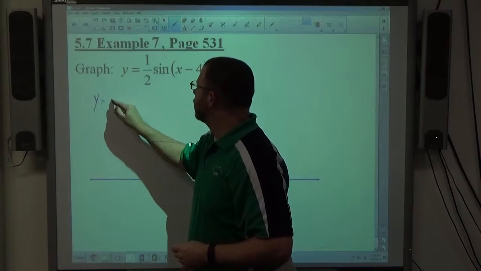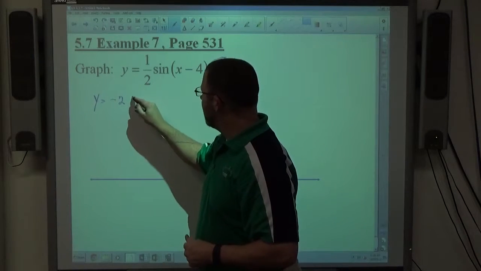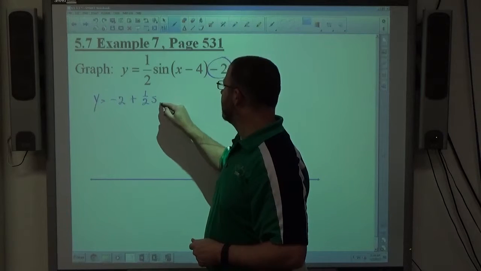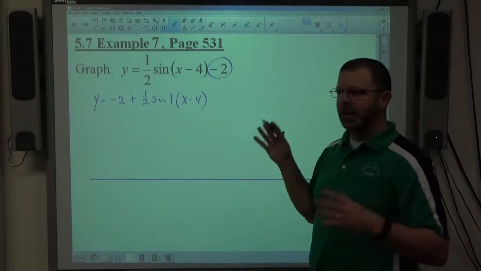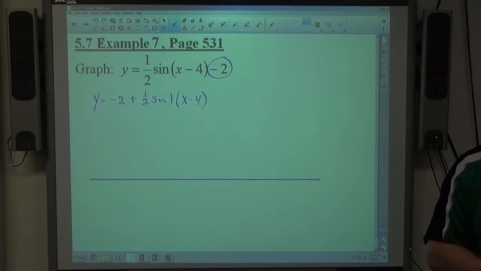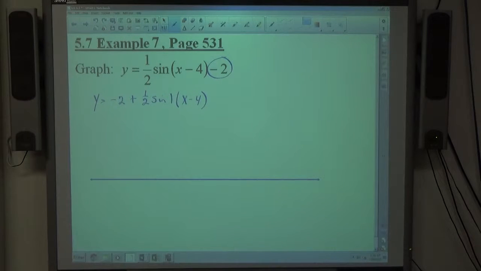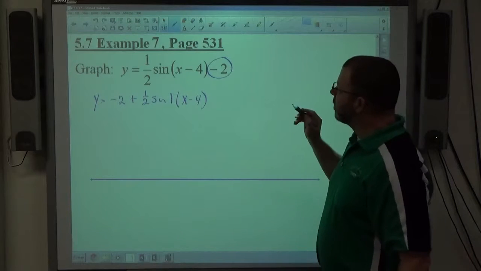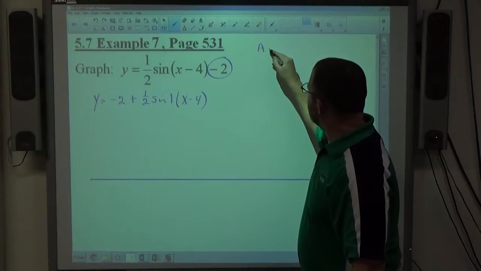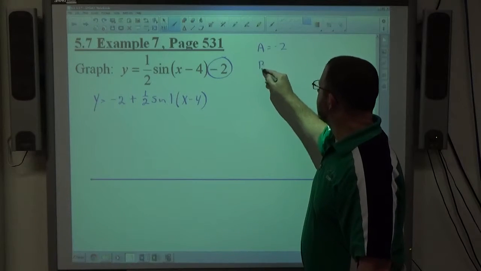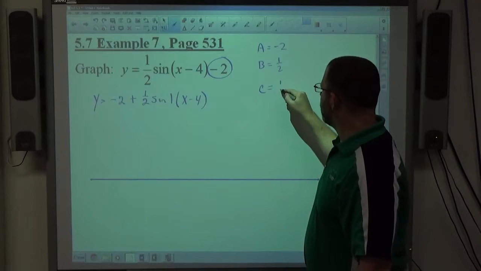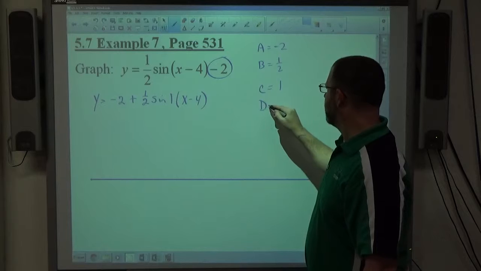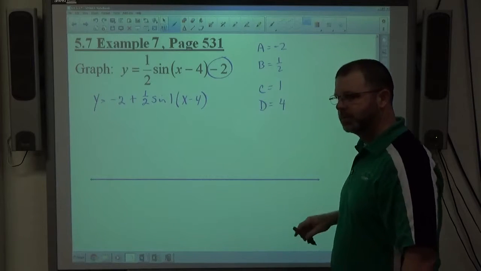So y equals the constant, it's plus 1/2 sine, and it's 1 times x minus 4. You don't have to put the 1 there, but I like to see A, B, C, and D staring me right in the face. It just makes me feel more comfortable about the whole problem. So I can see here that A is equal to -2, B is equal to 1/2. I can see C is equal to 1, and therefore D is going to be positive 4.